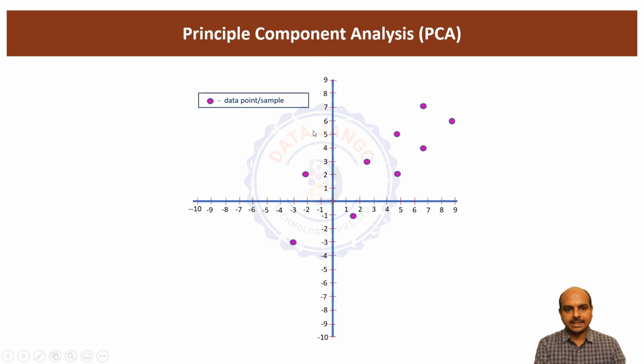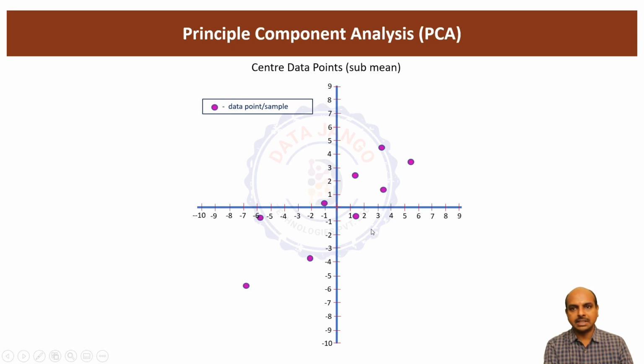PCA takes this data and does mean centralization of data. What is mean centralization? It calculates the mean x1 bar for the first column, the first feature, and calculates the mean for the second column. It subtracts the first column's mean from the first column's data points, and the second column's mean from the second column's data points. That is called mean centering. When it does mean centering, the data points move a little downward. I think you can see that here.